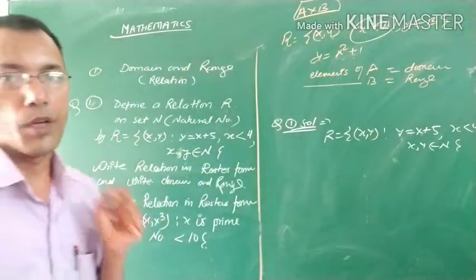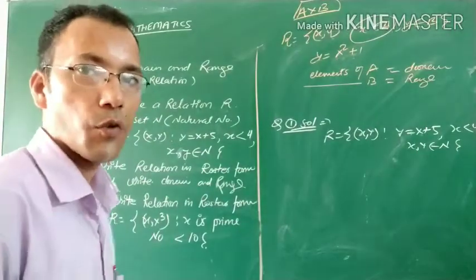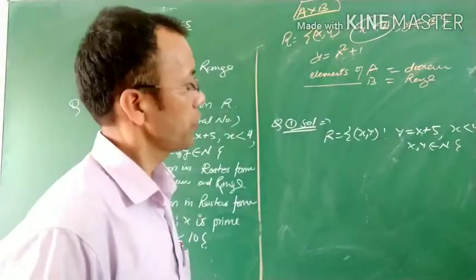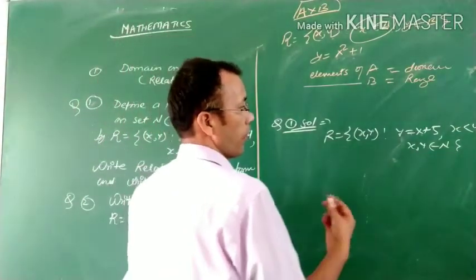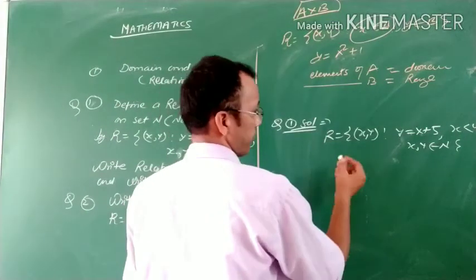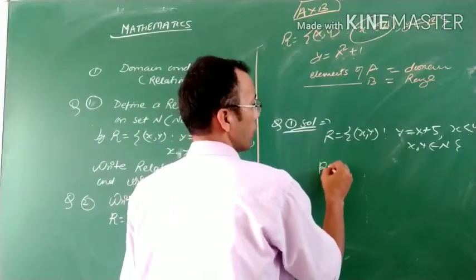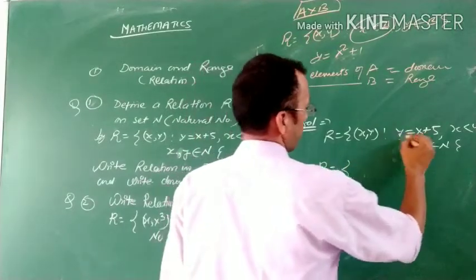Both are. Now find out the relation in roster form. First we have to find out the relation in roster form. Now, R is equal to, just check this one.